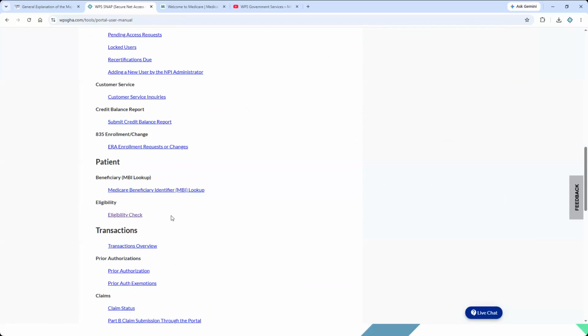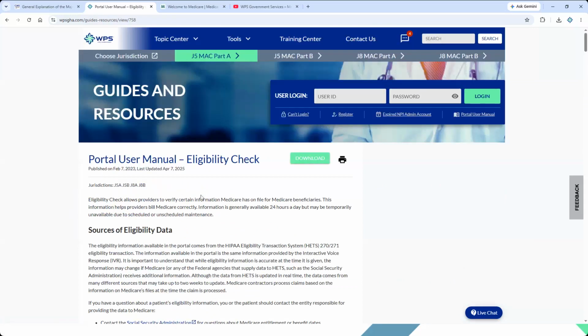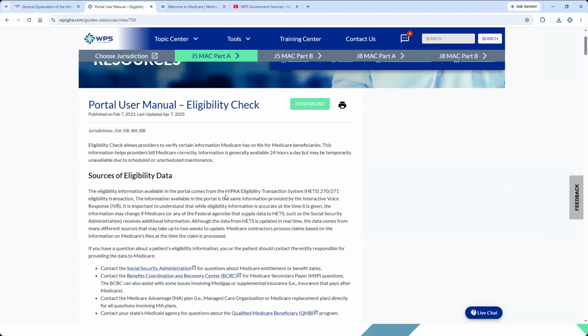The portal user manual will walk you through this piece of information. So if you're looking at this, it says, what is the source for this? It's the HIPAA eligibility transaction 270-271, which relates to the information from the common working file, the storage system for Medicare. It stores eligibility, claims processing, and Medicare secondary payer information, or who's primary payer to Medicare. There's so much in the common working file. This transaction accesses that information.